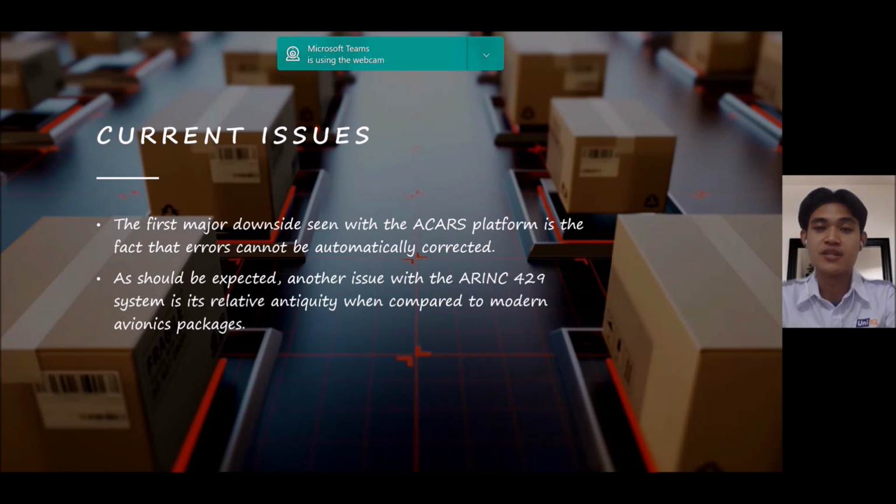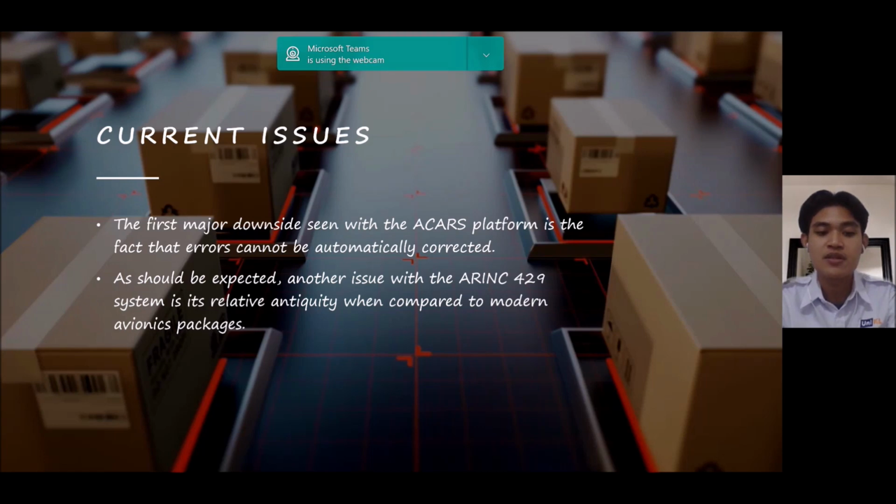It should be expected that another issue with the ACARS system is its relative antiquity when compared to modern avionics packages. Even though enhanced Omnibus specifications have been adopted, the fact of the matter is that a massive amount of onboard cabling needs to be installed for the architecture to operate correctly. This can be a challenge, not only in terms of basic maintenance issues, but such connections will dramatically affect the weight of an aircraft.